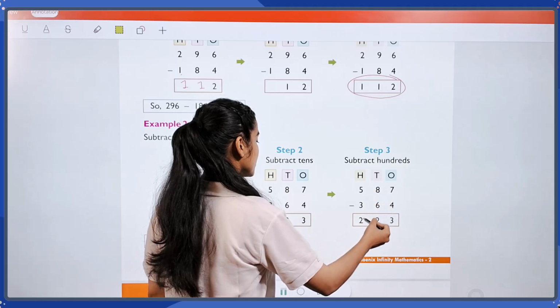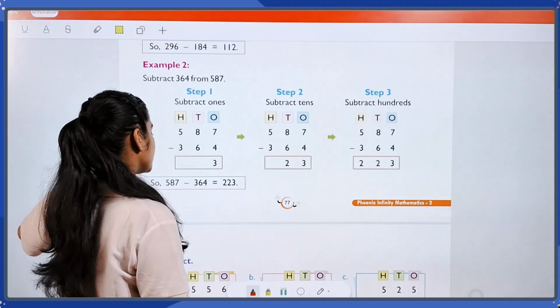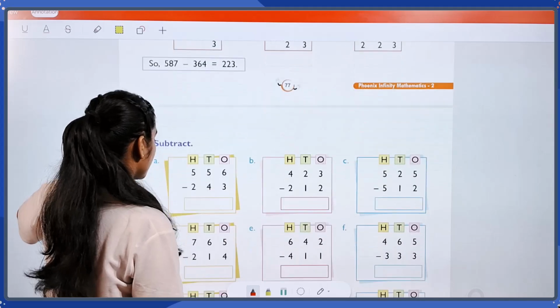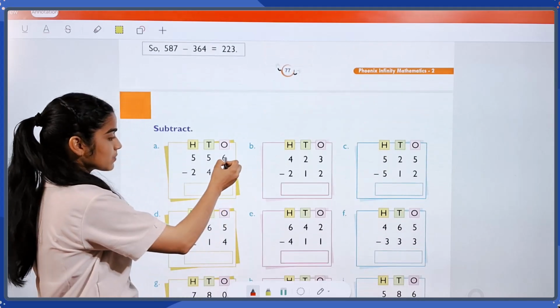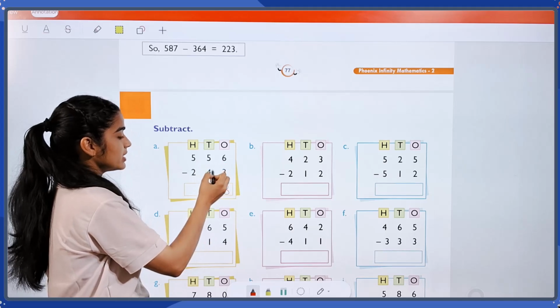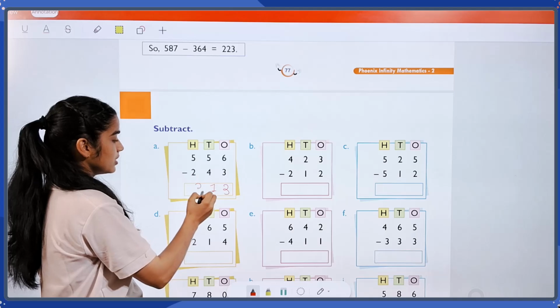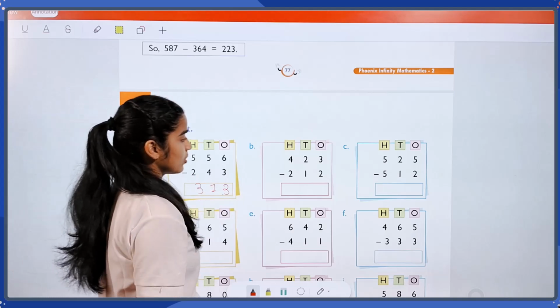Now, example number 2. 7 minus 4 is 3. 8 minus 6 is 2. 5 minus 3 is 2. So, 223 is your difference between 587 and 364. Now, subtract it. So, 6 minus 3 is 3. 5 minus 4 is 1, well done. 5 minus 2 is 3. So 313 is your difference.